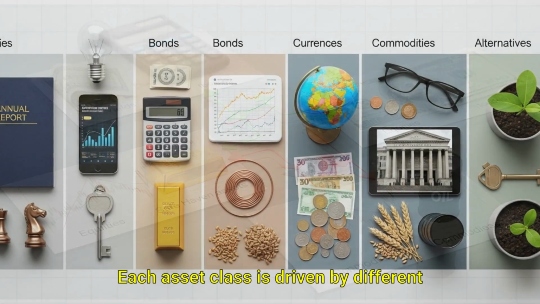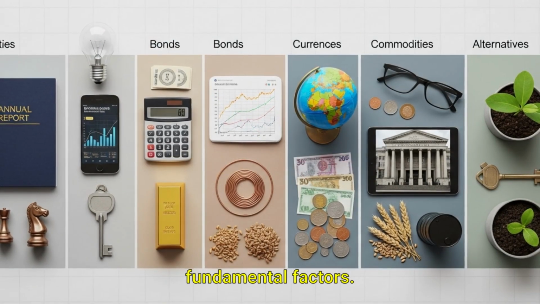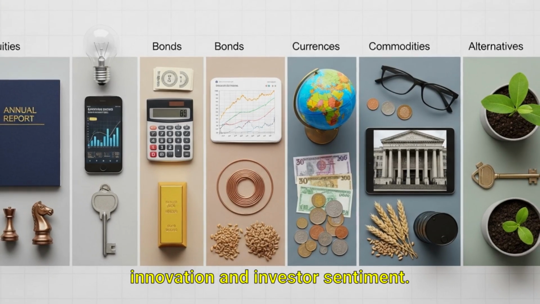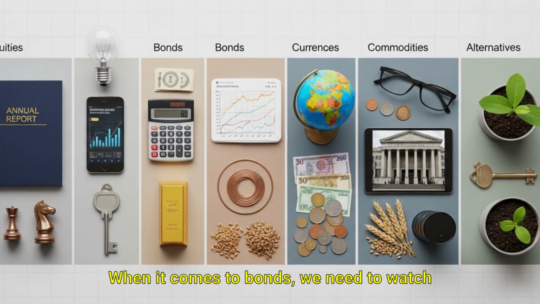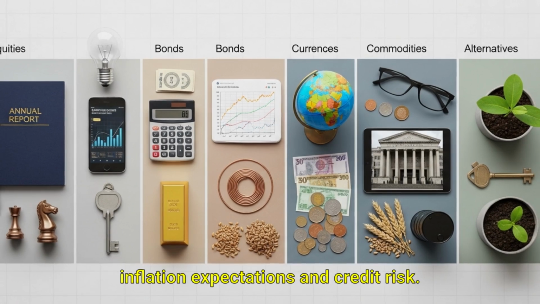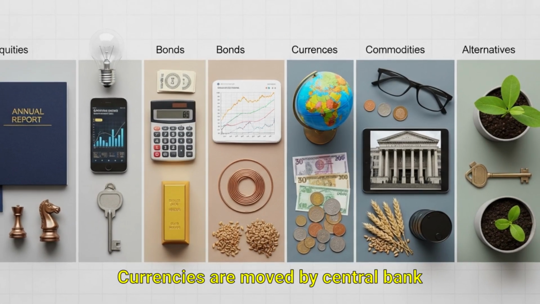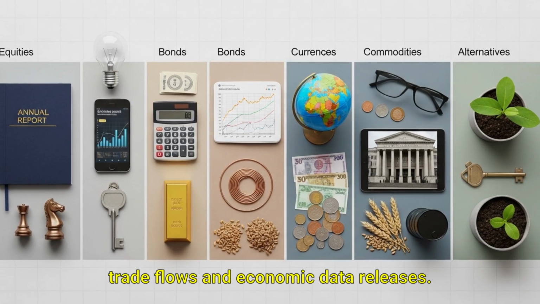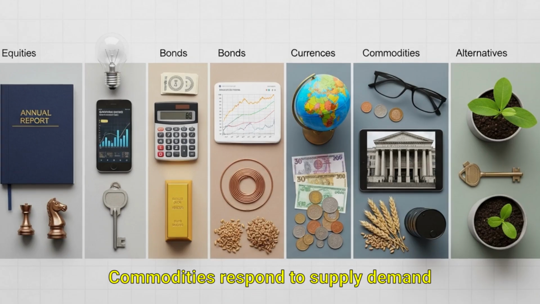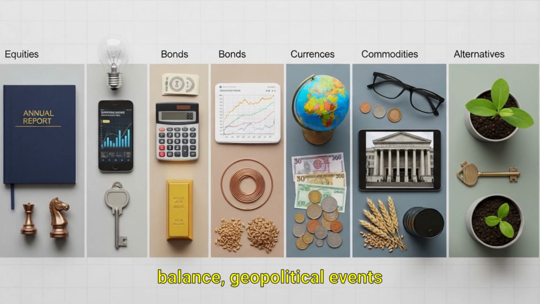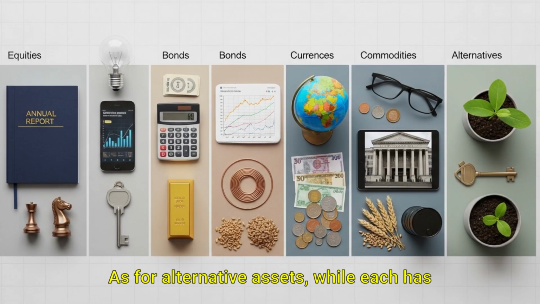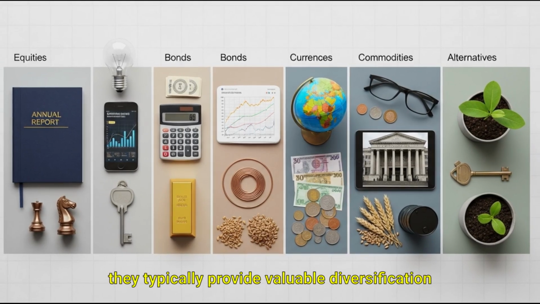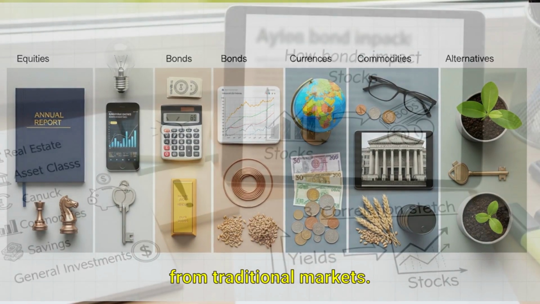Each asset class is driven by different fundamental factors. For equities, the key drivers are company earnings, innovation, and investor sentiment. When it comes to bonds, we need to watch interest rates, inflation expectations, and credit risk. Currencies are moved by central bank policies, trade flows, and economic data releases. Commodities respond to supply-demand balance, geopolitical events, and even weather patterns. As for alternative assets, while each has its own unique drivers, they typically provide valuable diversification from traditional markets.